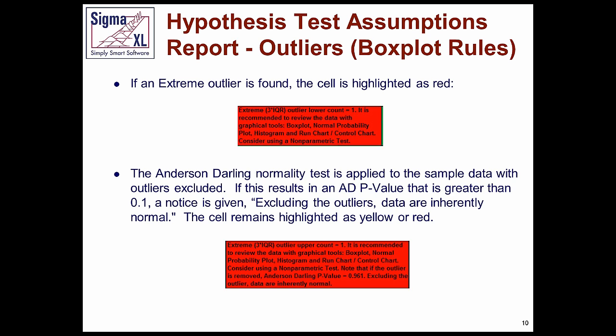Another little thing that we do that's kind of nice is we then remove the outliers automatically and retest for normality. And if the data are normal minus the outliers, we tell you that. Now, we still highlight it in red or yellow, but point out that your data actually are inherently normal if the outliers are excluded. Now, I'm not saying that you can just remove the outliers, but it's good to know that your non-normality may be due to outliers. So that's something that is given in the report.